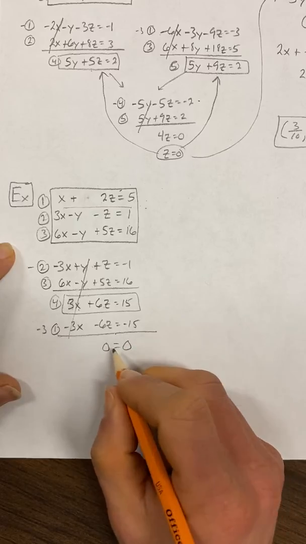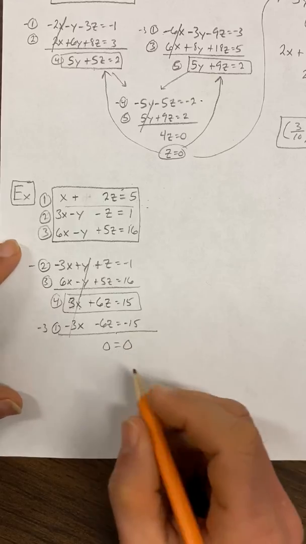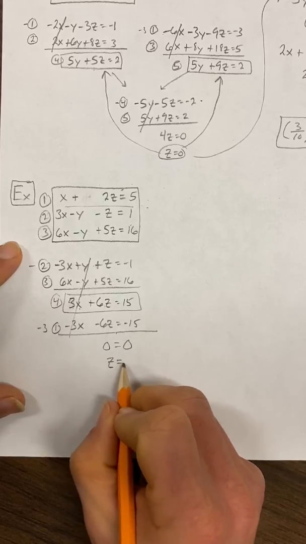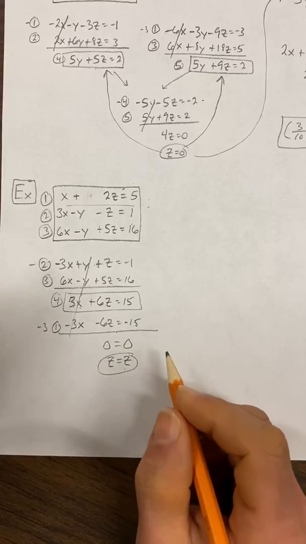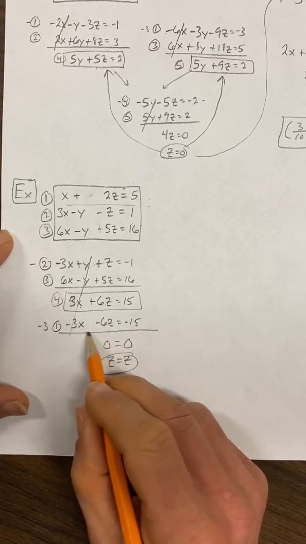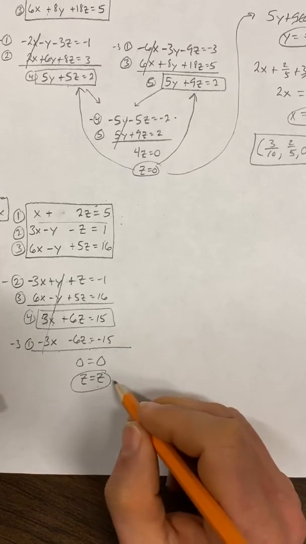Like we mentioned in class, if you get 0 equals 5 or some other number, it's no solutions. If we get this, it implies that z is equal to z. And that's kind of the reason I wanted to keep z in the equation. It's not like I have to do that. I can use either of these variables. I could say x equals x. It's just more consistent, so we always use z equals z.